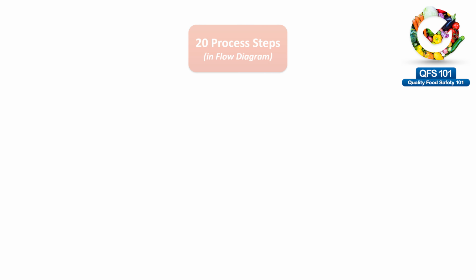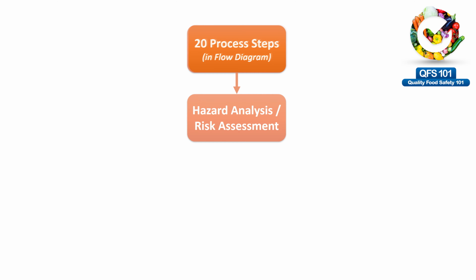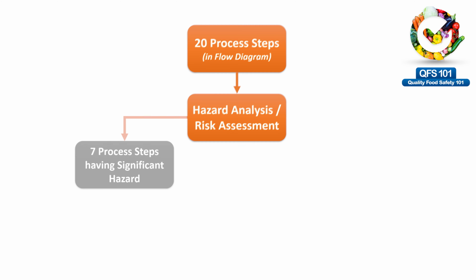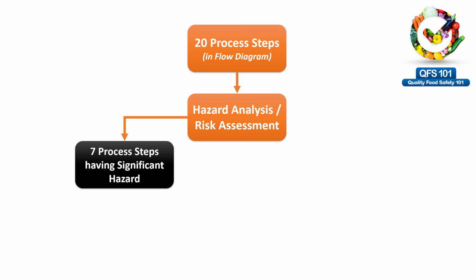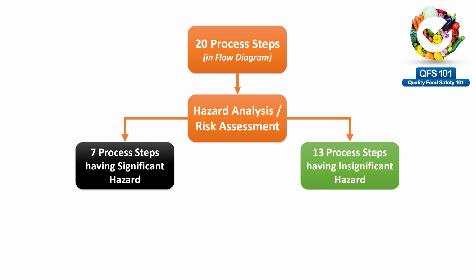So, at the end of the second stage, we completed our risk assessment. Now, what happens at the end of risk assessment? Let me explain that to you. Let's suppose there were 20 process steps at the end of flow diagram. You identified 20 process steps. You took all of them through the risk assessment stage, and as a result of risk assessment, you will identify that out of 20, maybe 7 steps are having significant hazards, and the remaining 13 steps are not having significant hazards.